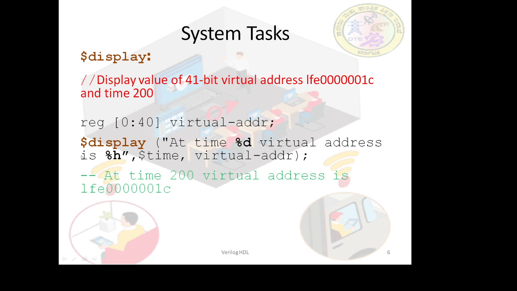After the simulation, we will be able to see the text "at time", and the parameter we have used, percentage D of $time. So $time is 200, and you will see at time 200. $time gives the current simulation time. After that, the virtual address is percentage H. As we have stored the value in this register, the value will be displayed as the virtual address in hexadecimal, that is 1FE, 6 zeros followed by 1C.